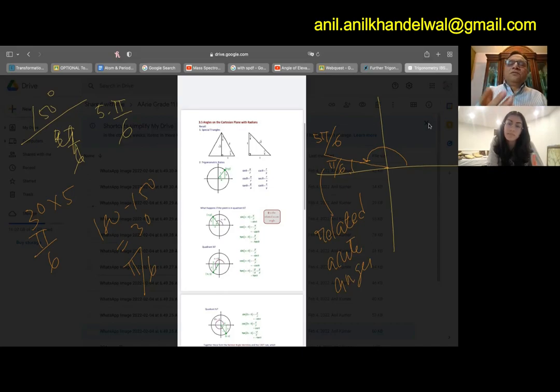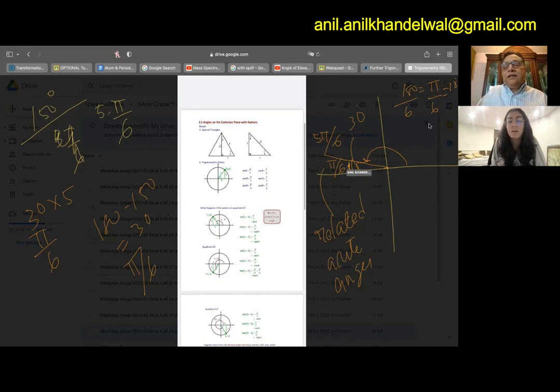So, 150 is 30 less than 180, correct? So 30 less than 180 means this angle has to be 30 degrees, correct? Because 150 plus 30 is 180, and you want to get back a complete angle. And 30 degrees, 180 was pi, and to get 30, what should I do? I have to divide both by 6, right? That is 30 degrees, correct? So we know this is 30 degrees, and this is my related acute angle.